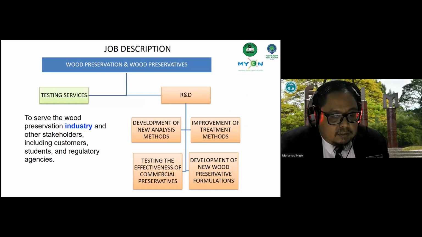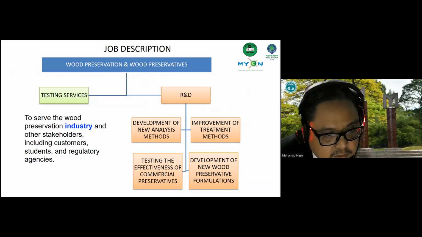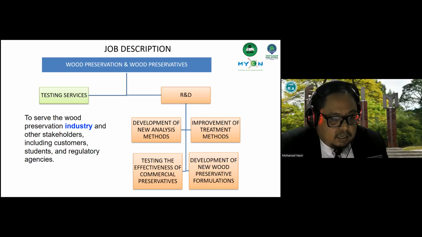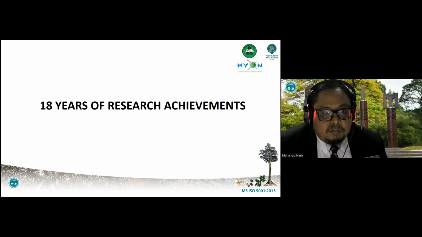The focus of testing services is to provide testing services to customers, to the wood preservation industries and other stakeholders, including customers, students, and regulatory agencies. And there are 4 focuses of my R&D shown in the slide. Okay. So next, I will share a few highlights of my main achievements in the field of R&D, as I mentioned in the previous slide.